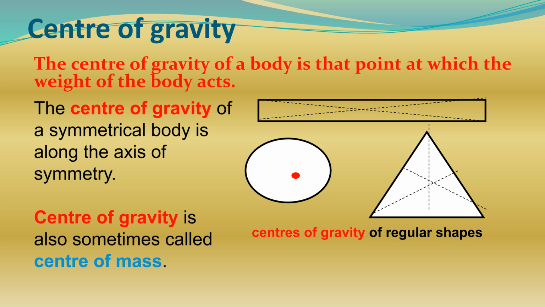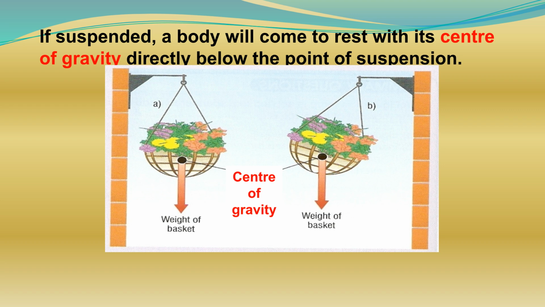The center of gravity is the point at which the weight of a body acts. For symmetrical bodies, it lies along the axis of symmetry. It is sometimes also called the center of mass. When a body is suspended, it will come to rest with its center of gravity directly below the point of suspension. The examples illustrate the weight acting through this point in the baskets.